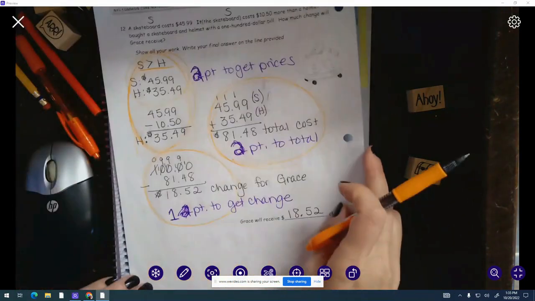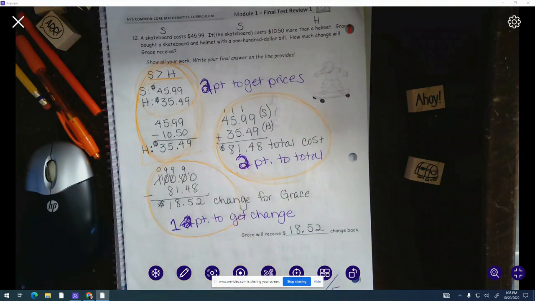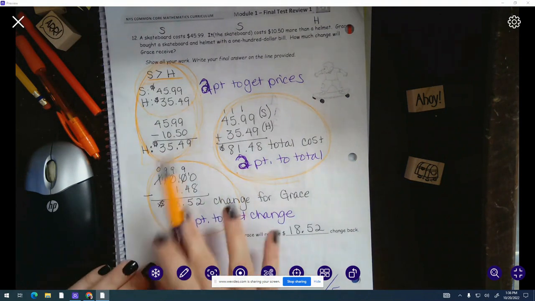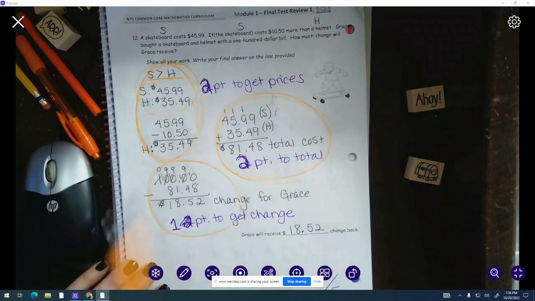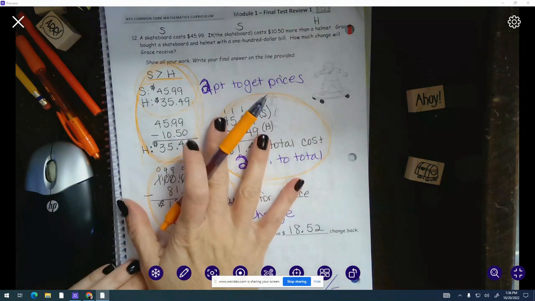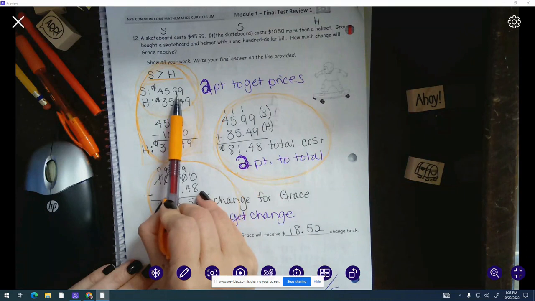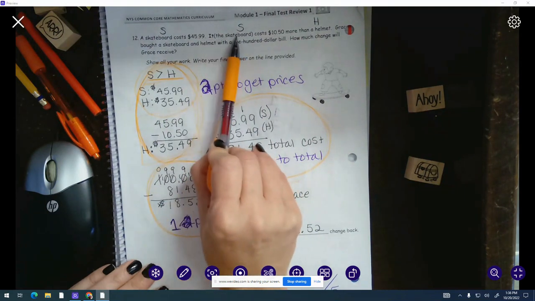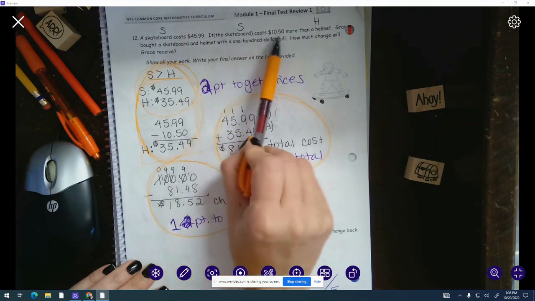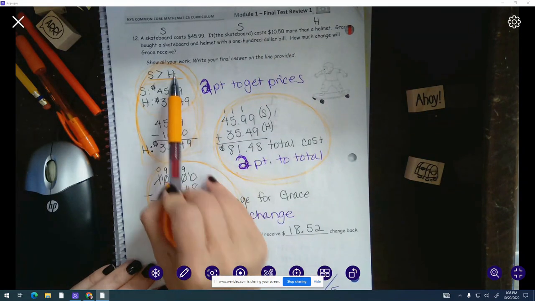And the last problem is number 12. So this is talking about the price of 2 items. Now in this problem, it's a skateboard and a helmet. On the first test, we did a bowl, or I think it was a bowl of soup and a sandwich. On the test, I believe it's a cup of soup and a sandwich. That being said, so we're adding these items up. A skateboard costs $45.99. The skateboard costs $10.50 more than the helmet. So the skateboard is greater than the helmet.